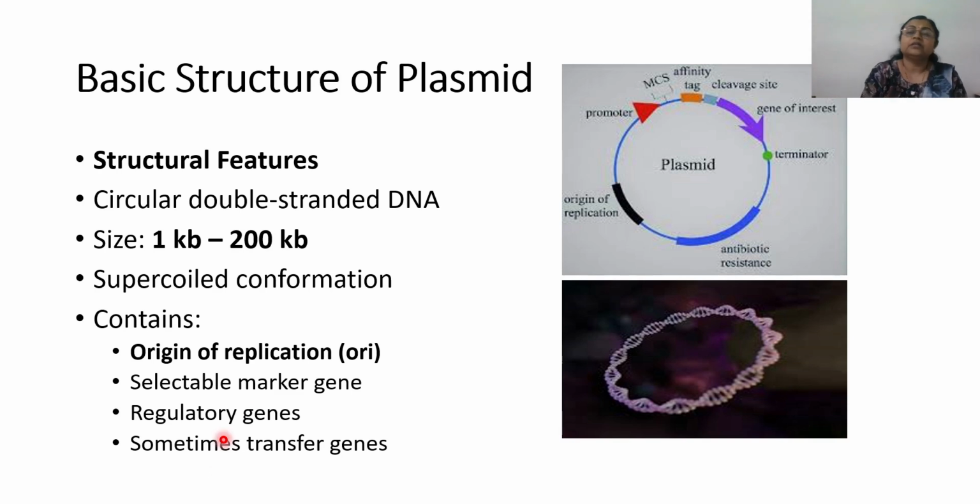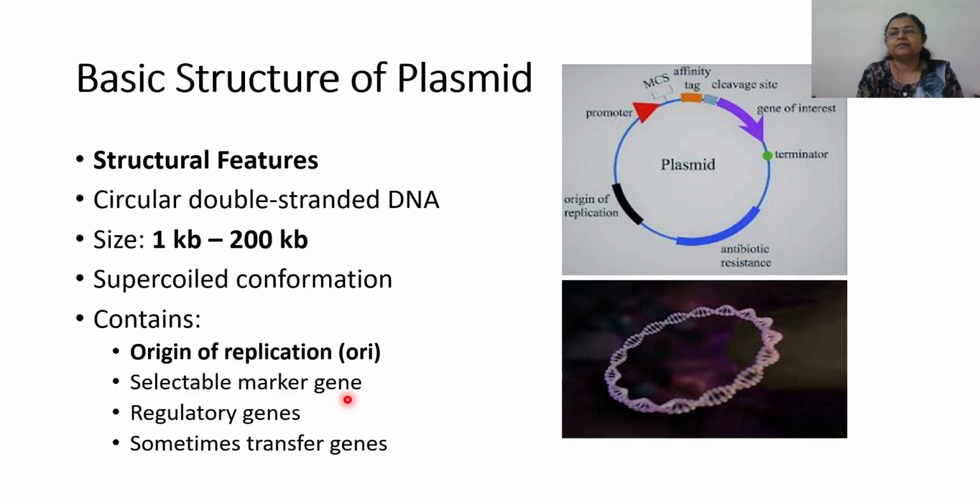Now, in this image, you can see various regions on the plasmid. This is the origin of replication. This is a small segment of the DNA from which replication actually starts. Then it also possesses selectable marker genes. These marker genes enable us to identify particular plasmids.